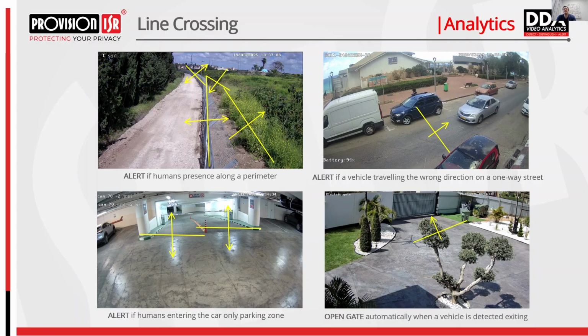In automatic gate openings, remember the old school loop detectors that you had to bury in the ground to open the gate automatically when a vehicle approaches? Not anymore. With just a basic Provision-ISR camera, you could set a line at the property entrance or exit, should I say. When a vehicle crosses it, the camera sends a signal to your gate or boom motor to open automatically. It's very clean, it's very simple, and there's zero digging required.